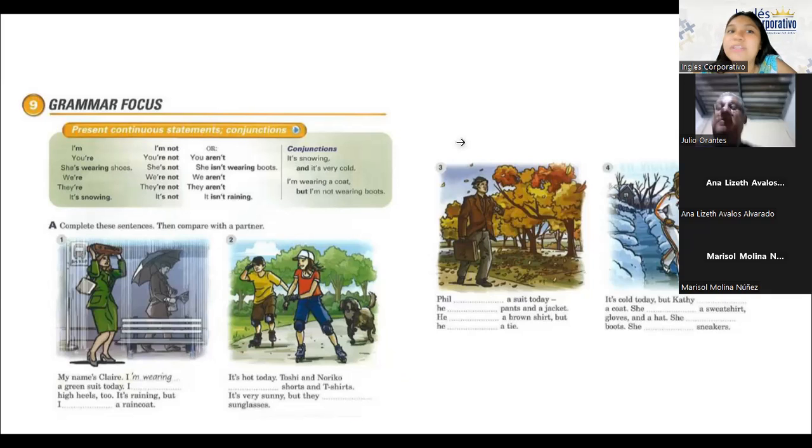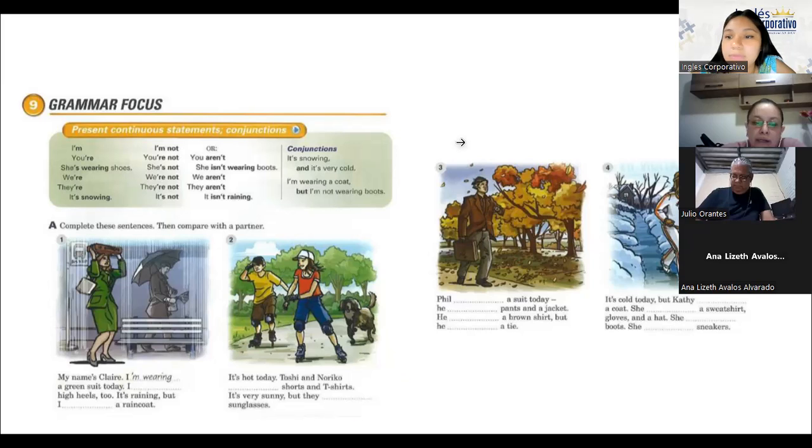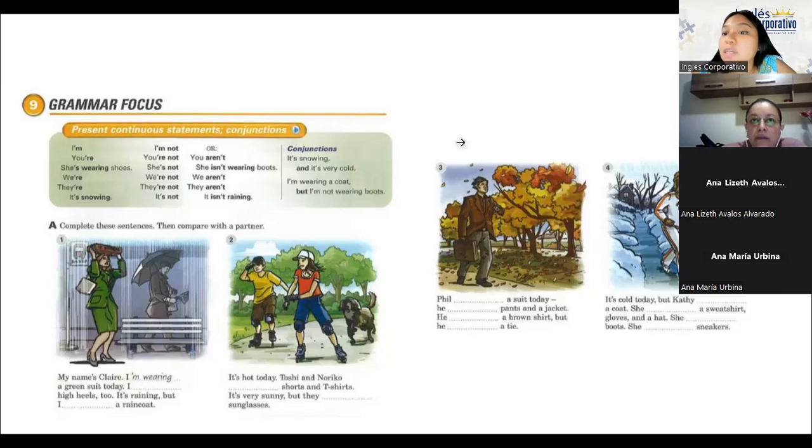Okay, aquí viene otra. Nosotros estamos comiendo pupusas, pero no estamos bebiendo café. We are eating pupusas, but we are not drinking coffee. Excellent.